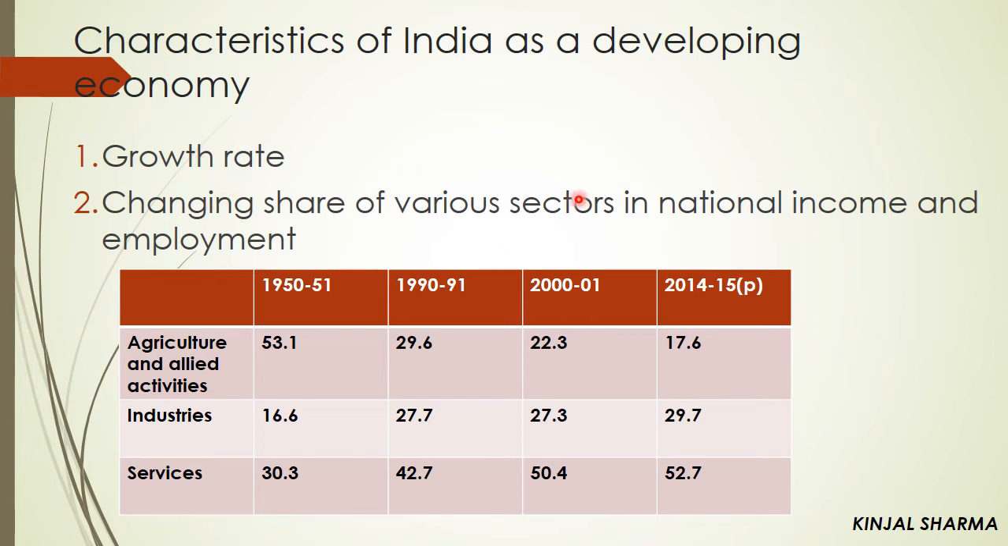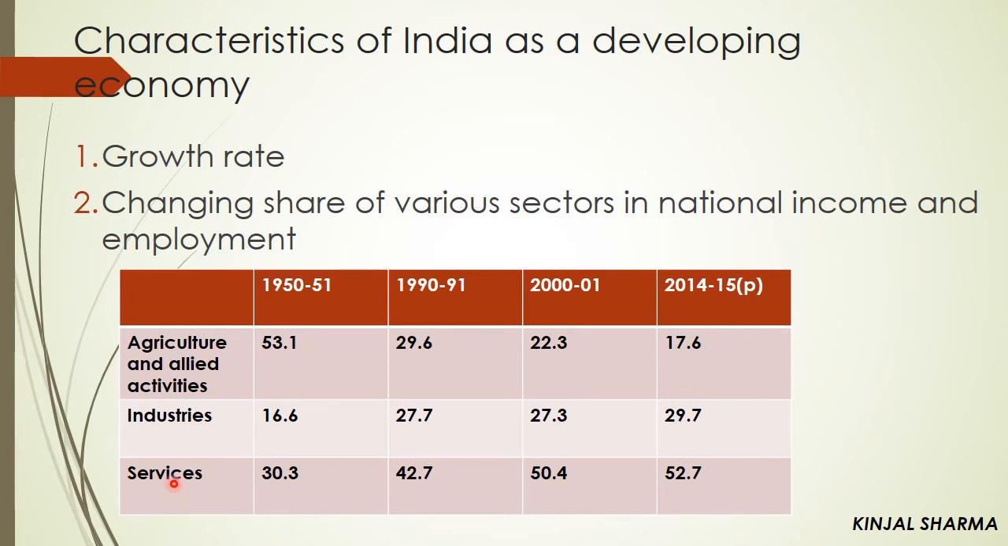Second is the changing share of various sectors in national income and employment. What do we mean by national income? It is the value of all final goods and services produced in all the sectors of an economy within a year. That is called the national income of the country. National income mostly comes from three sectors: agriculture and allied activities, industries and services.